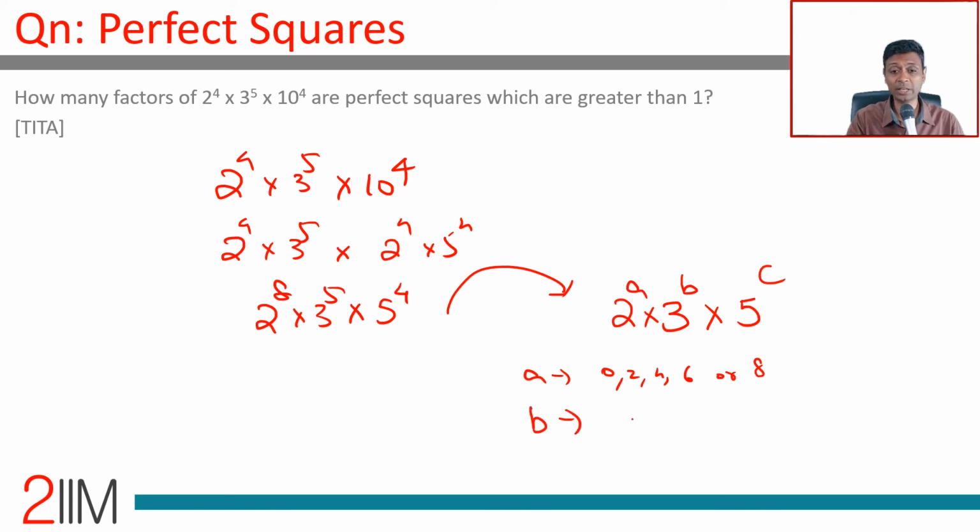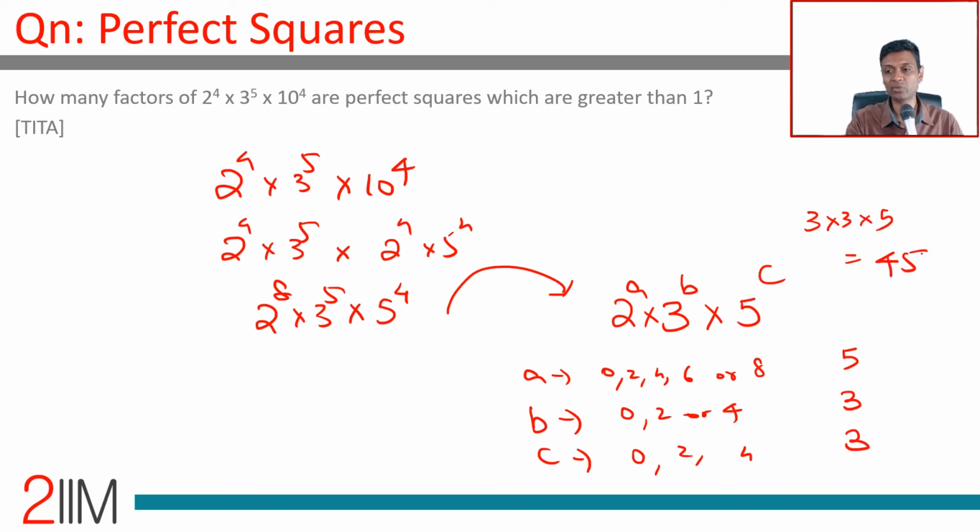What values can B take? B has to be 0, 2 or 4. What can C take? 0, 2 or 4. 5 possibilities here, 3 here, 3 here. Total number of possibilities, 3 into 3 into 5, 9 into 5, 45. So for this number, there are 45 divisors that are perfect squares. One of those 45 will be the number 1, which is 2 power 0 into 3 power 0 into 5 power 0. We'll have to subtract that, so our answer is 44.